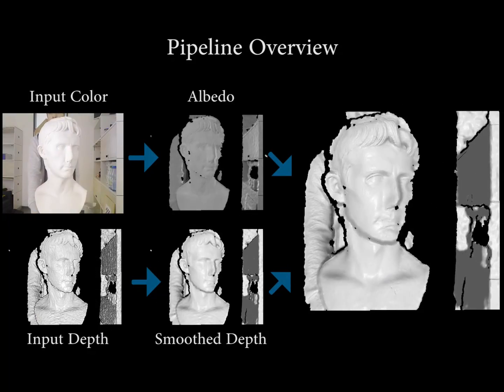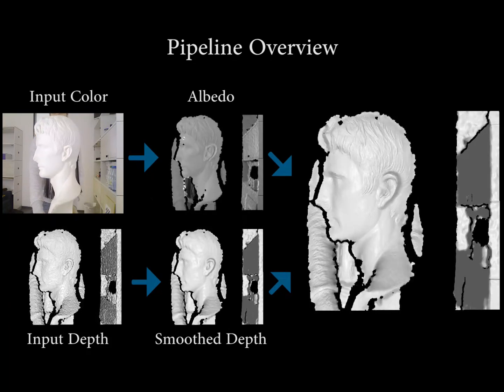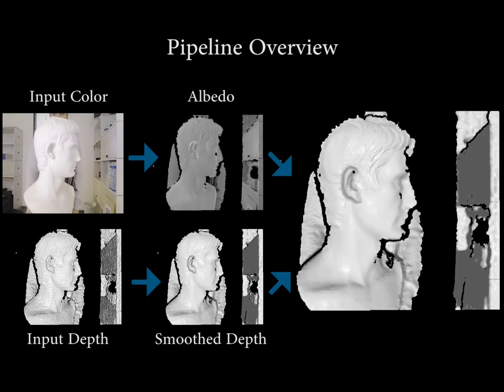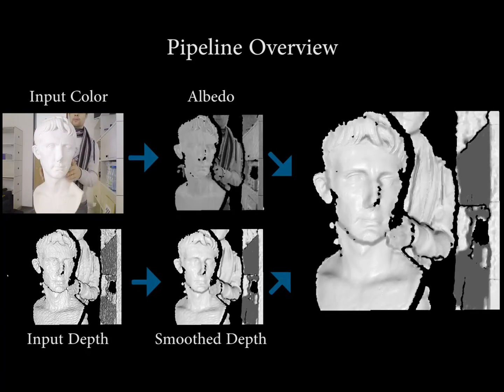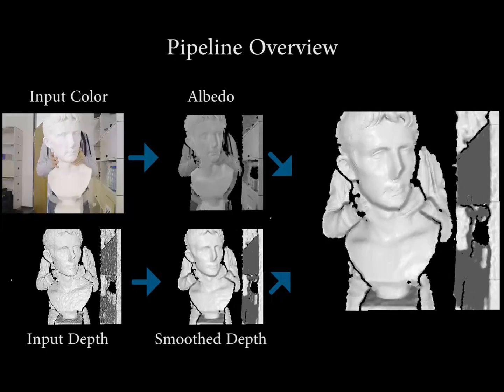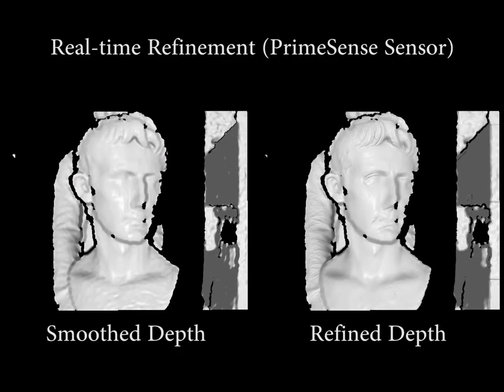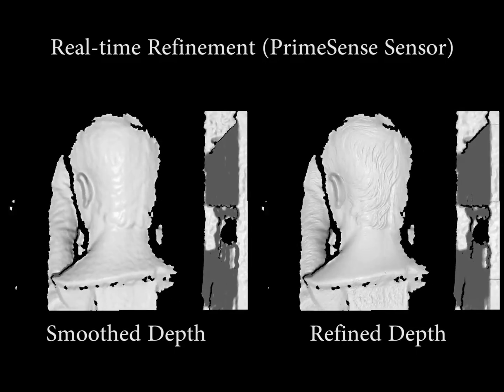Based on the input RGBD data, our method first filters the raw depth map to obtain a smooth depth, and then uses it for lighting and albedo estimation. Afterwards, based on the estimated lighting and albedo, we refine the depth map in real time by optimizing a shading-constrained energy function using a novel GPU-based hierarchical Gauss-Newton solver.